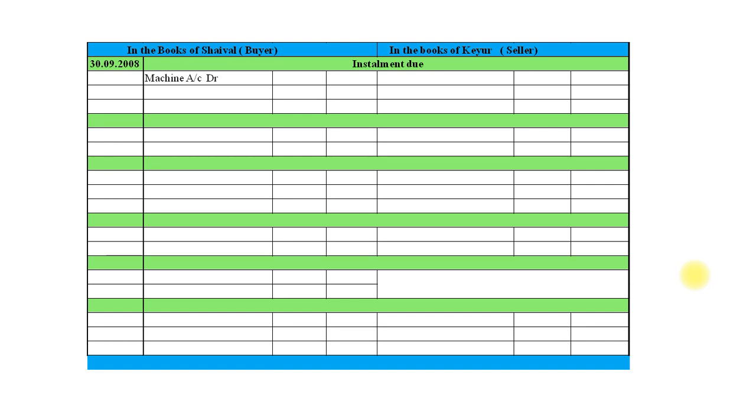See, the installment due on 30/9/2008. The first installment is due on 30/9/2008. So the journal entry in the books of buyer, that is Shaival, will be machine account debit 20,000, which is the cash amount, you can see in your working. Interest account debit 4,800 to Keyur account, that is 24,800. And in the books of seller the journal entry will be Shaival account debit to interest account, that is 4,800.